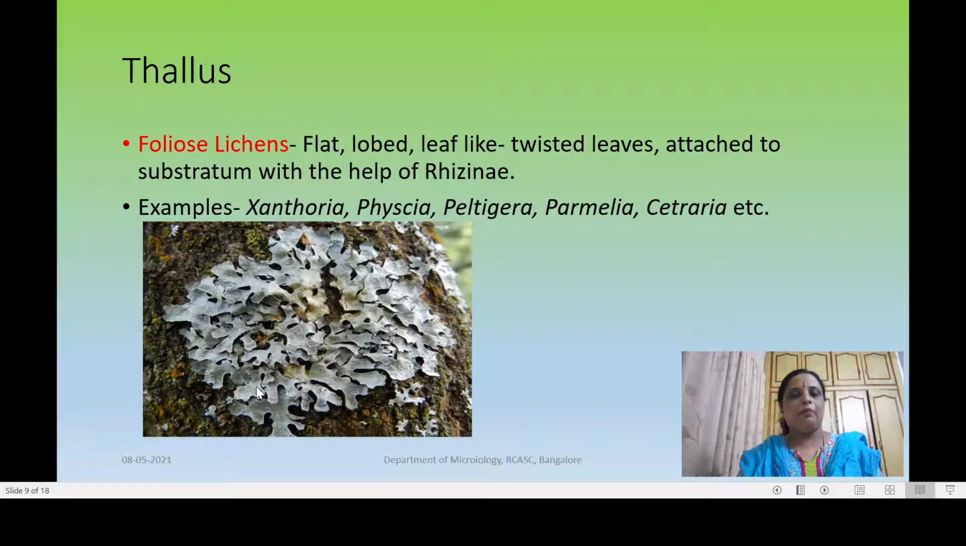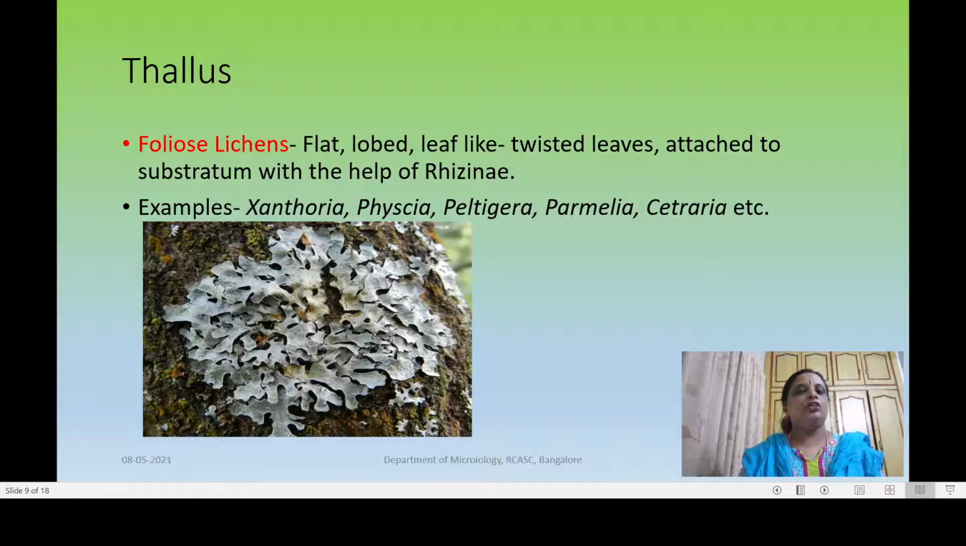Remember, with the help of rhizinae, that is the root-like structures, which are called rhizoids elsewhere but here are called rhizinae, they get attached onto the substratum. They are flat, lobed, leaf-like, twisted. Examples: Xanthoria species, Parmelia species, Peltigera species, Parvilia species, etc. These are some of the foliose. Foliose, the name indicates leaf-like.